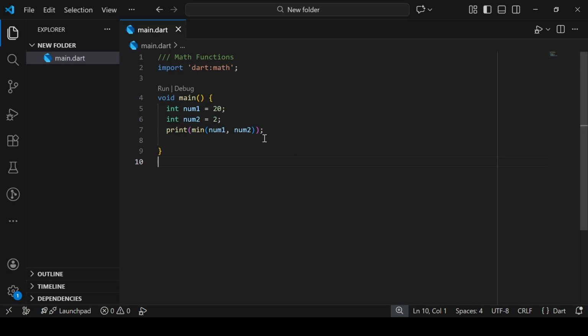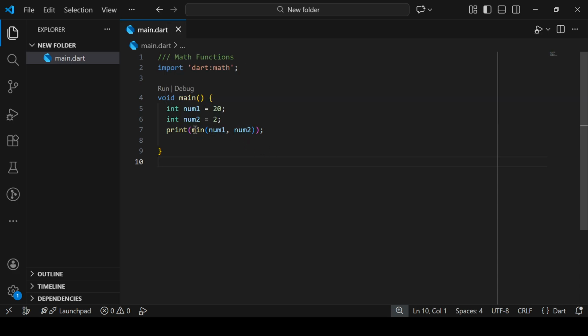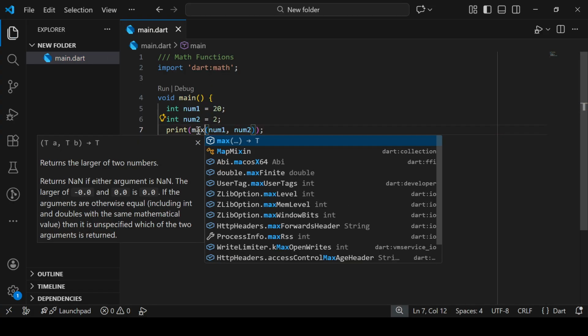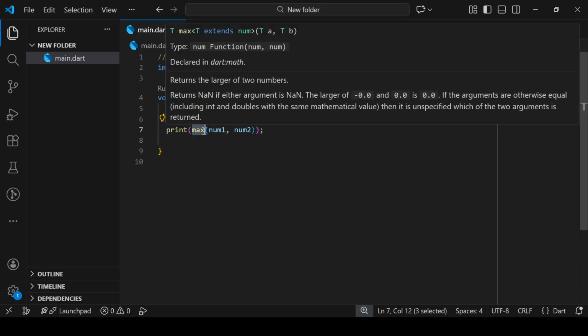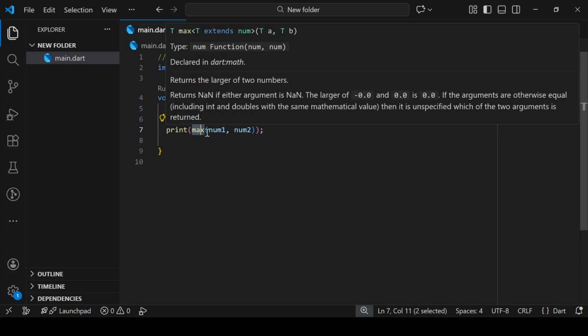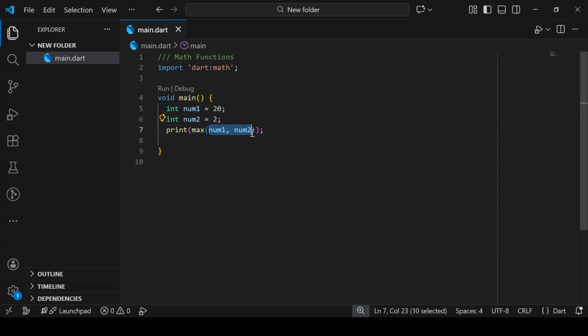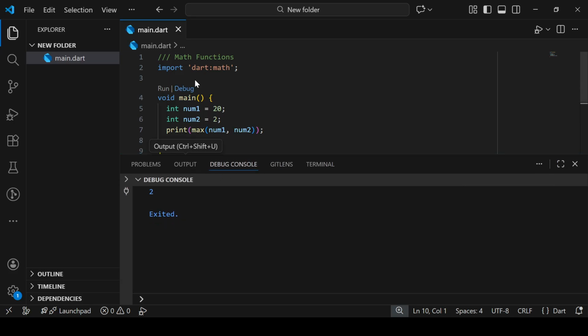Another one: if you want to find the maximum number between two numbers, this max function takes two parameters, so you can compare them and get the maximum number between the two numbers. Here you can see 20 is printed.